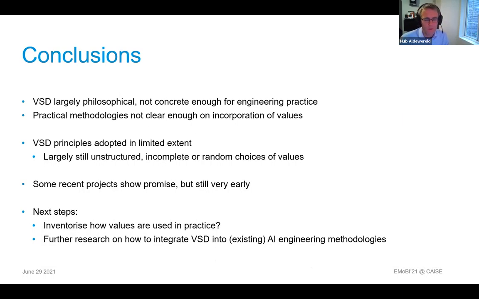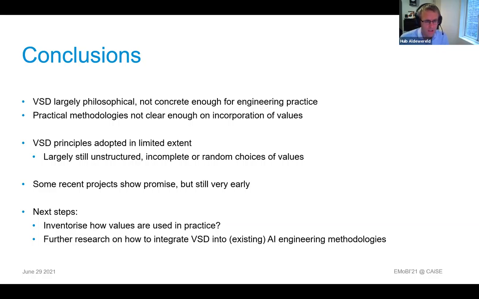So concluding what we have found, on the one hand, we have value sensitive design, which is there for 20 years now, rather philosophical and unfortunately not concrete enough to really be used in the engineering practice. On the other hand, there are the practical methodologies, the long-lasting methodologies from system engineering and software engineering, which show the potential of inclusion of moral values, but are not clear on how to do that. But somewhere in the middle, I hope there's some way that these two approaches can reach each other.